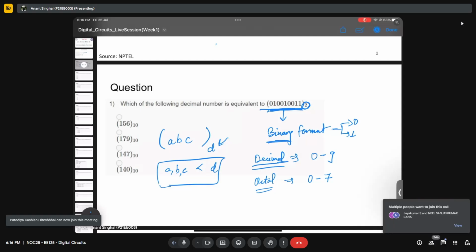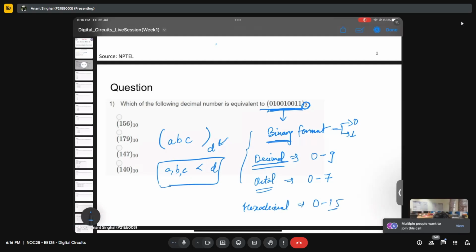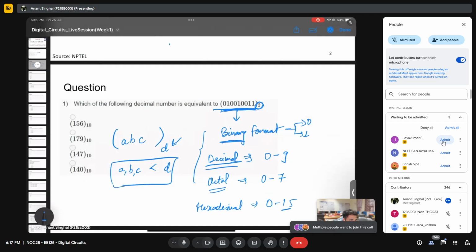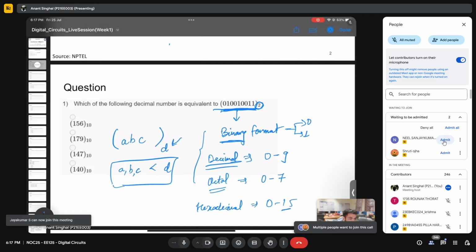The second thing is, as I told you, there are different formats: binary, decimal, octal, and then there is one more, which is hexadecimal, which is basically from 0 to 15. Since we cannot write a two-digit number as a single digit, we denote those by some alphabets. I'll be telling you that in the further problems.